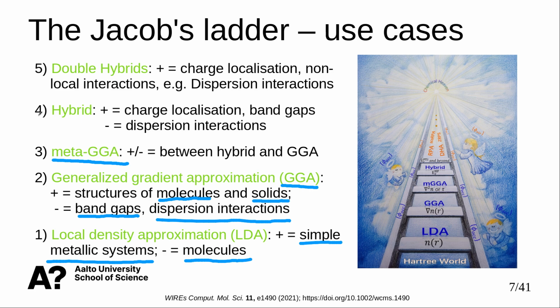On the fourth rung we have the hybrids, which are now quite okay, on the pro side, with dealing with charge delocalization, and for that also they are good with band gaps, but still they underestimate dispersion interactions. And then lastly we have the double hybrids, which are now again good with charge delocalization and also with non-local interactions like the dispersion interactions. So double hybrids actually include dispersion interactions. Again, that's the reason why we later talk about dispersion interaction corrections. How about the costs?